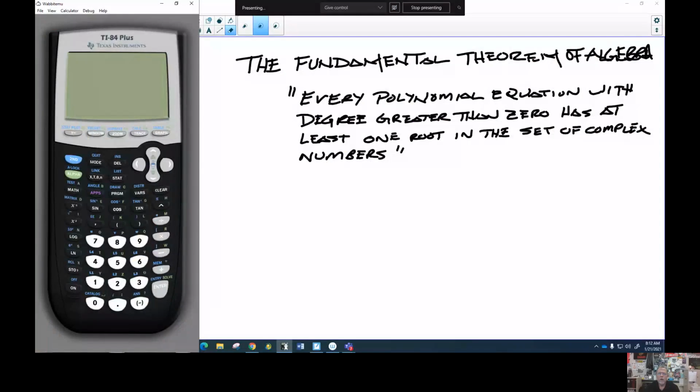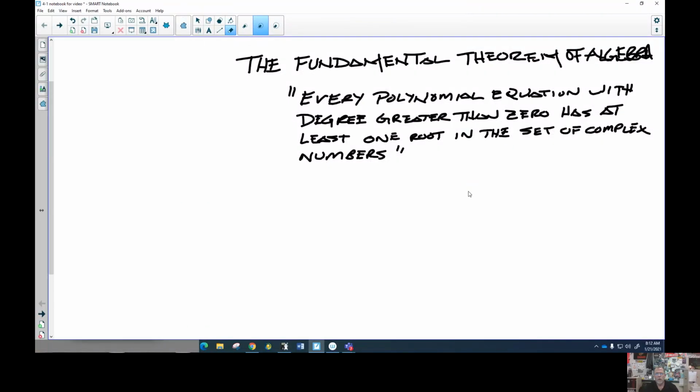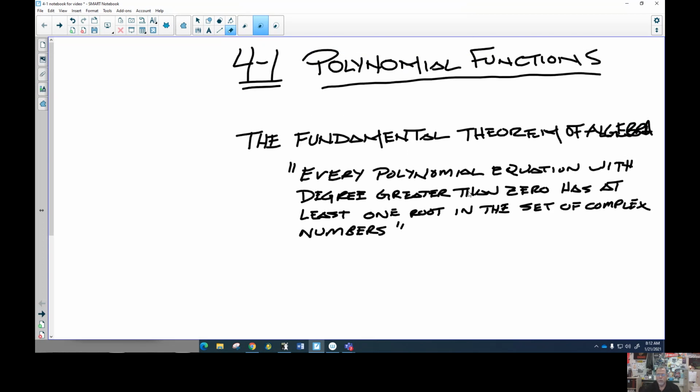All right, folks, we are going to get started into chapter 4, section 1. That is this for 1 polynomial functions. And we're going to start with the fundamental theorem of algebra. I'm not going to waste any time getting into this because this might take a little bit of time today.